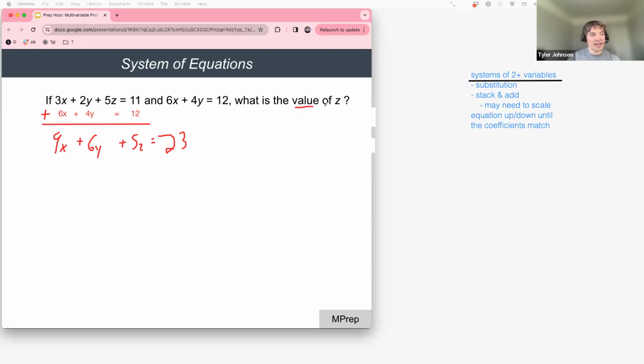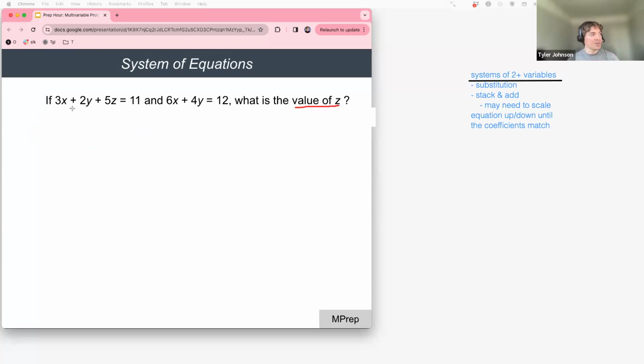My goal here is I'm trying to get the value of just one variable, z. So I need to find a way to cancel out the x's and y's. So it's not just adding the two together as is. Instead, it's finding this connection.